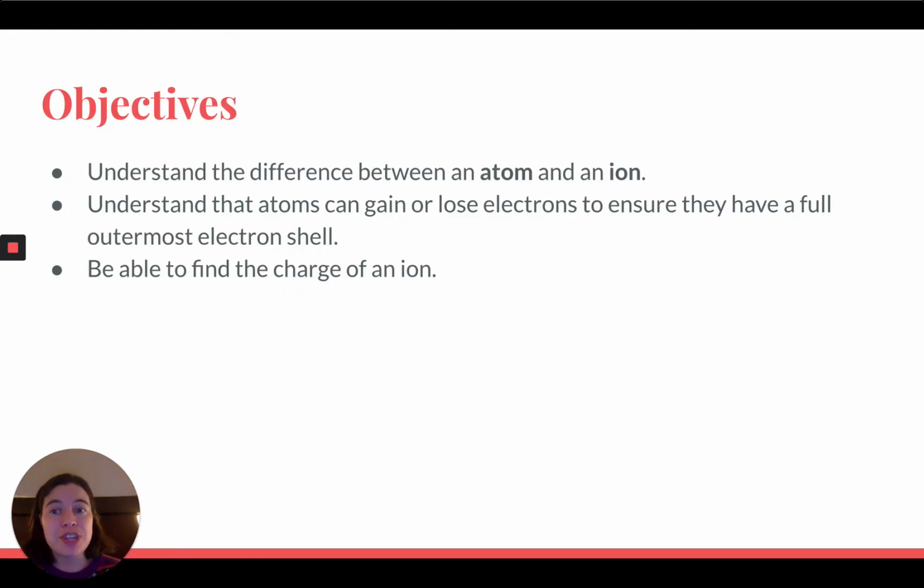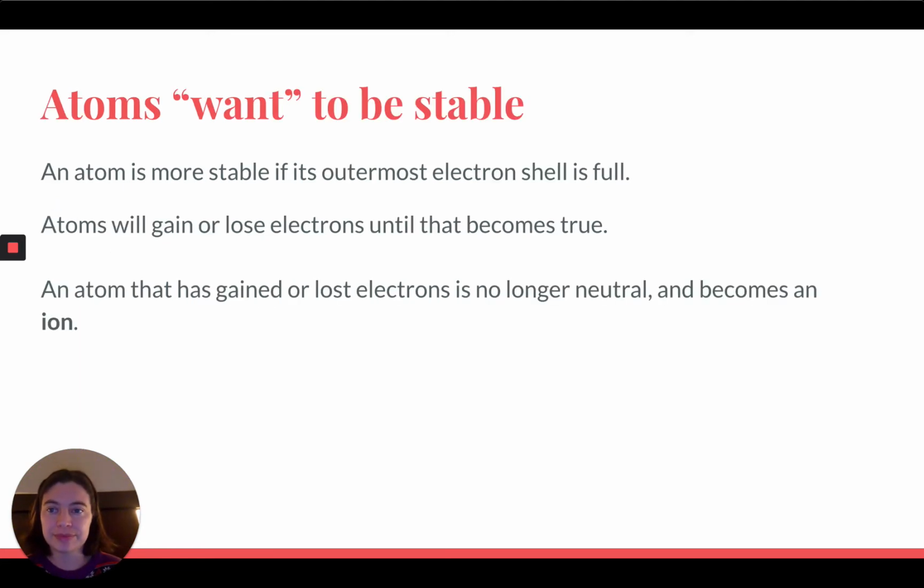Now we've got three objectives for today. We want to understand the difference between an atom, which is neutral, and an ion, which is charged. We want to understand how atoms can gain or lose electrons to ensure they have a full outermost electron shell, so basically to make sure that valence shell is full. And we want to be able to figure out the charge of an ion.